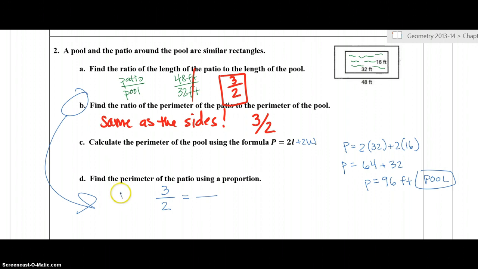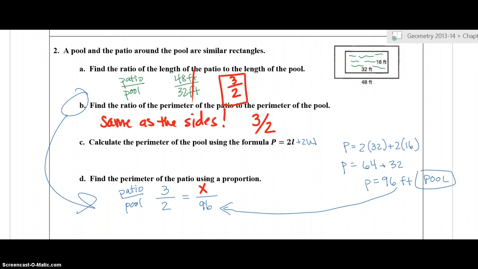And this is patio over pool, right? That's the order we found it in Part B. So if we have the perimeter of the pool is 96, should that go on top or bottom? Bottom, because that's where the pool information is. And we want to find the perimeter of the patio. So we're going to call that X. You could call it any variable you want.